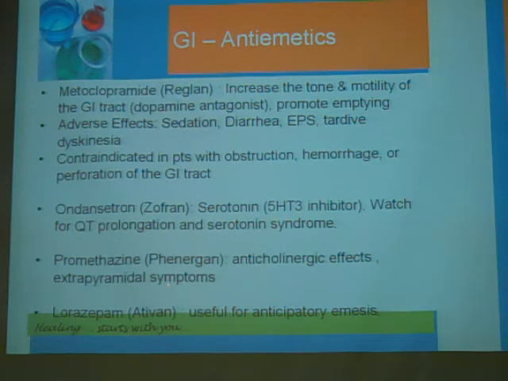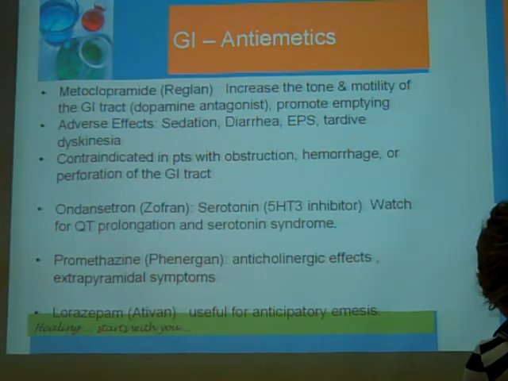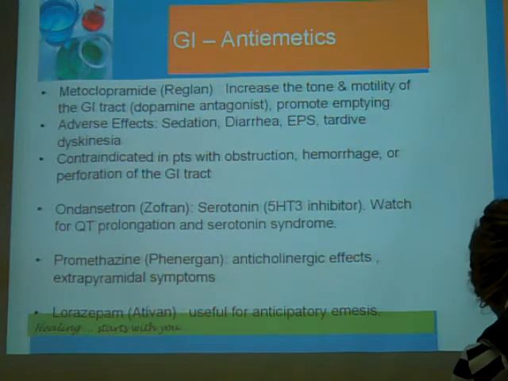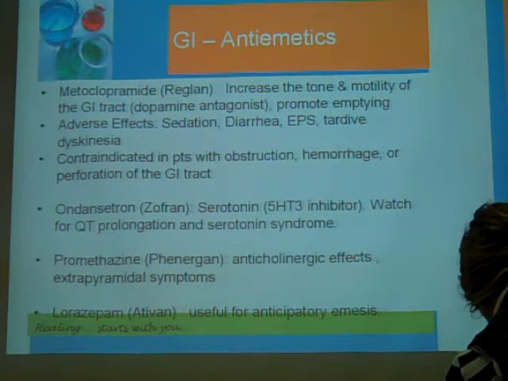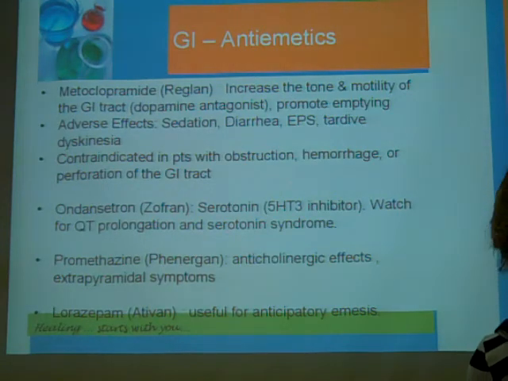Then the next one is Phenergan, promethazine. It works by increasing the GI motility as well. It has an anticholinergic effect, which means it blocks off cholinergic, the relaxing part of our body. So anticholinergic is what makes you kind of excited. And what happens is it can make people a little bit more confused.